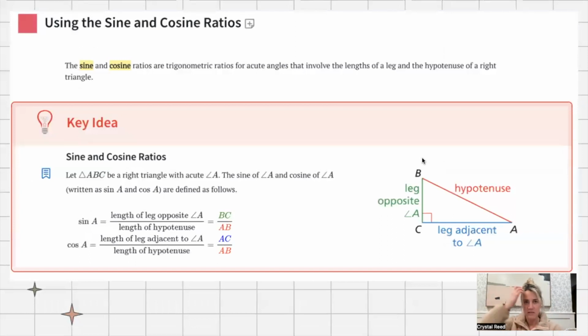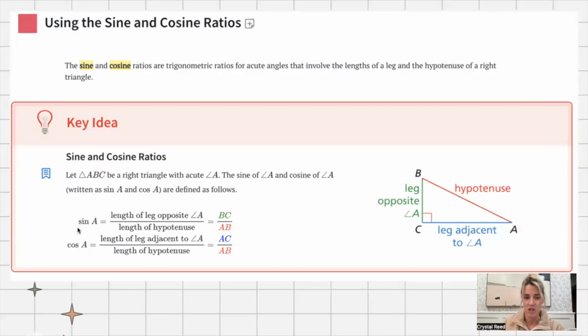So the sine and cosine ratios are trigonometric ratios for acute angles that involve the lengths of the leg and the hypotenuse of our right triangle. Remember, trig with tangent just involved the two legs. We did not involve the hypotenuse. Well, we are going to bring that hypotenuse in today and set up some ratios involving it. So the two ratios that involve the hypotenuse are the sine and the cosine ratios.